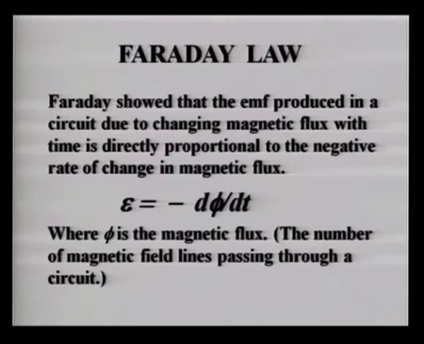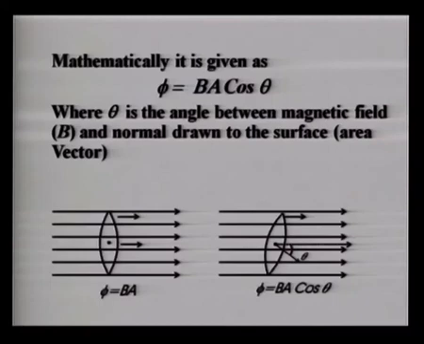We can write E is equal to minus d phi by dt, where phi is the magnetic flux. Magnetic flux means the number of magnetic field lines passing through a circuit, and mathematically we can write it as phi is equal to BA cos theta, where theta is the angle between magnetic field B and the normal drawn to the surface. Then we can also say the area vector.